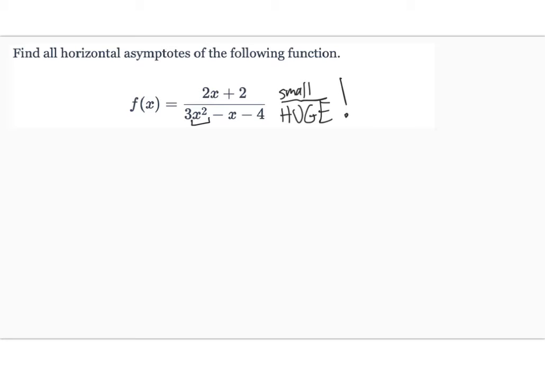And if you keep following this out, we're going to get closer and closer to 0, so that my horizontal asymptote would actually be at 0. This is going to happen every time that the degree on the bottom is larger than the degree on the top.